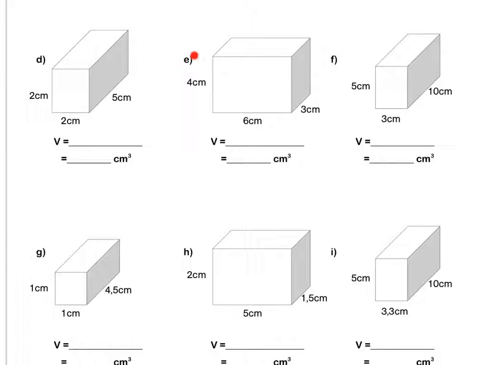Let's look at E together. The volume of a rectangular prism is equal to its length times its breadth times its height. In this case, it's 6 times 3, which is 18. Then we still need to multiply by its height, which is 4. So we do a multiplication sum on the side to give us a final answer of 72 centimeters cubed. Press pause to complete question D and F by yourself.